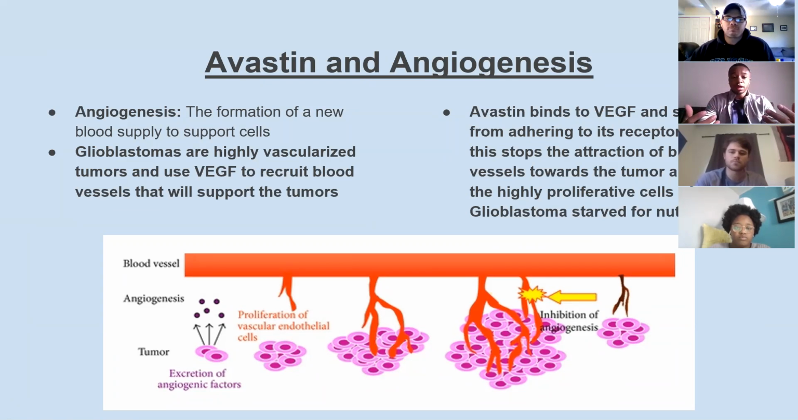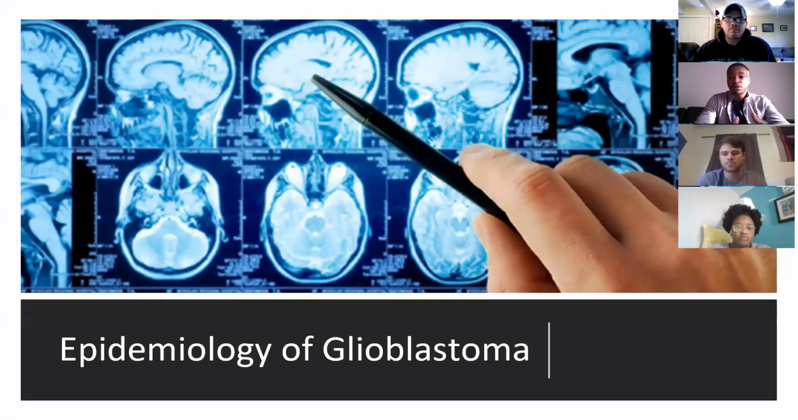If you look at the picture that I have at the bottom, you can see that the use of Avastin is going to block the signals that are allowing the blood vessels to come towards the tumor. And you're going to see that the blood vessels will shrink away and the tumor will shrink as well. So that's it for the basic biology.